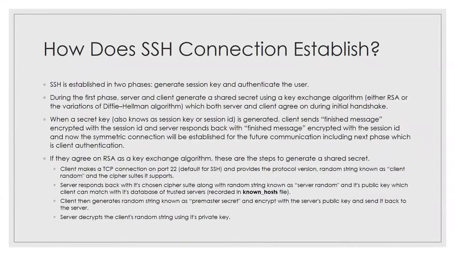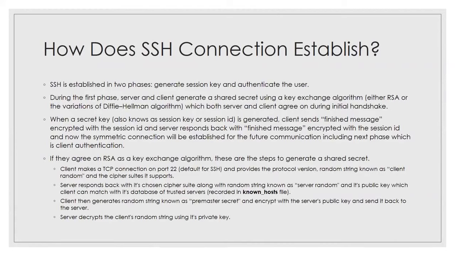So SSH is established in two different phases. First, generate the session key, and second, authenticate the user. During the first phase, server and client generate a shared secret key using a key exchange algorithm, either RSA or a variation of the Diffie-Hellman algorithm, which both server and client agree on during the initial handshake. When a secret key, also known as a session key or session ID, is generated, the client sends a finished message encrypted with the session ID, and the server also responds back with a finished message encrypted with the same session ID. And now the symmetric connection will be established for future communication, including the next phase, which is client authentication.